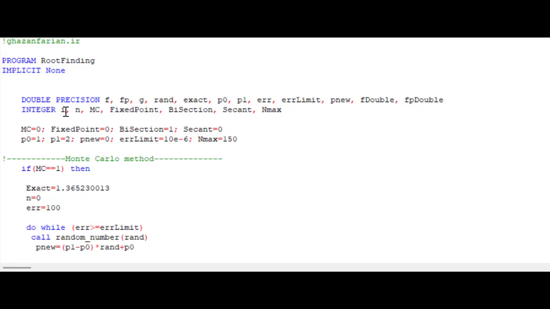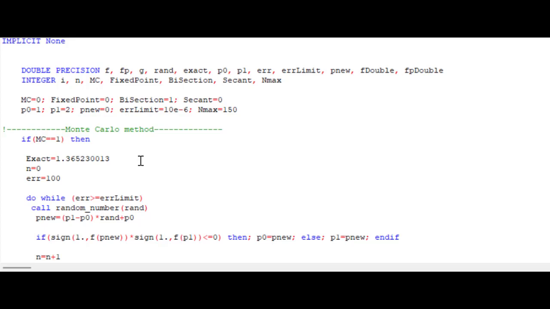We have I as a counter. These are switches, fixed point, which can activate different algorithms, for example the fixed point method, the bisection, the secant. Of course, the Newton-Raphson method is a special case of the fixed point. So we don't have a separate switch for this method. So let's start from the first one, which is the Monte-Carlo method. Let's activate.